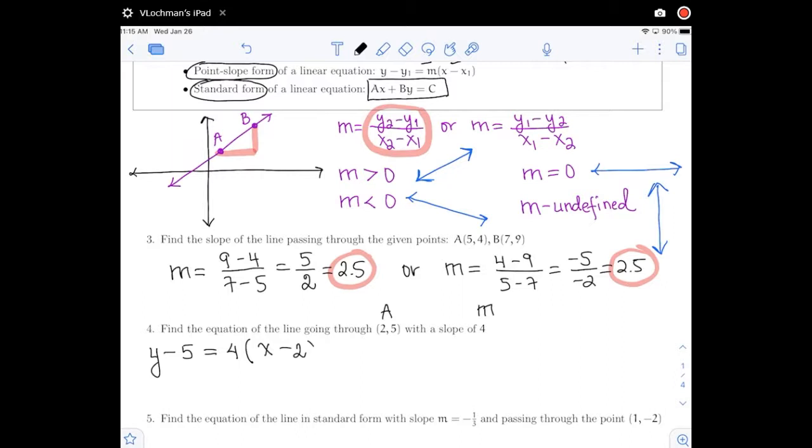We shouldn't really stop here, even though it's not incorrect, because it is assumed that we will simplify everything and put it into slope-intercept form. This is not too complicated. We get 4x minus 8 here. Let's solve for y. This is 4x minus 8, and we add 5 to each side. So that's going to be minus 3. And that is your final answer.